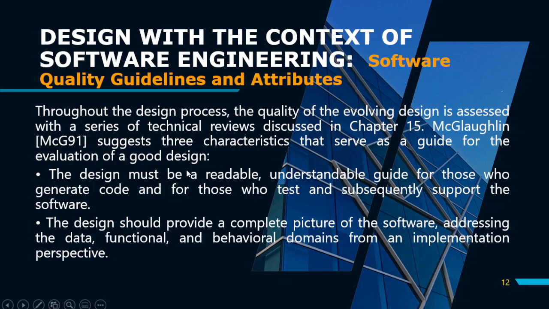The second one is the design must be readable and understandable, so that those who generate code, that means who write the code, those who are going to test that code, and those who subsequently support the software can follow it. The last characteristic of a good design model is that the design should provide a complete picture of the software, which addresses the data, functional and behavioral domains from the implementation perspective.